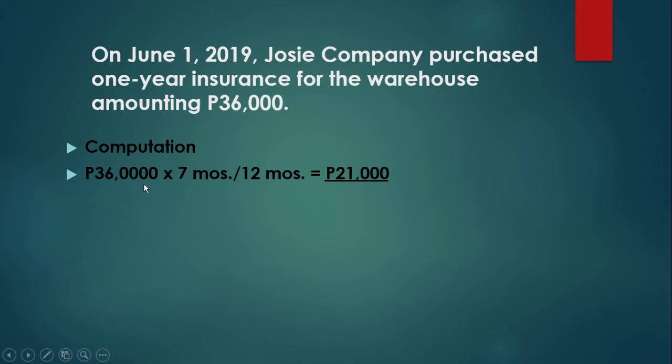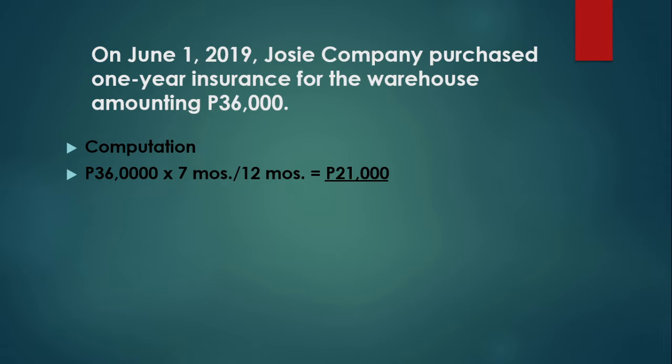Okay, so 36,000 multiplied by 7, and then divide it by 12 months. Bakit 12 months? Kasi si 36,000 daw ay good for 1 year. There are 12 months in a year. Then your answer is 21,000. So alam na natin na may lumipas, may na-expire na 21,000 na amount doon sa insurance na binayaran ni Josie Company.